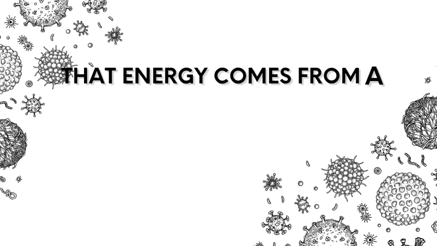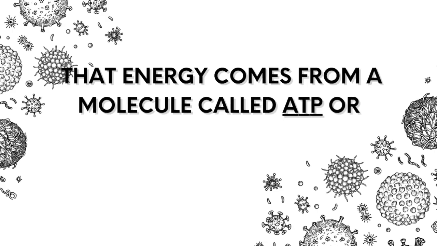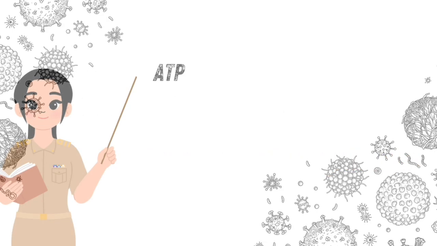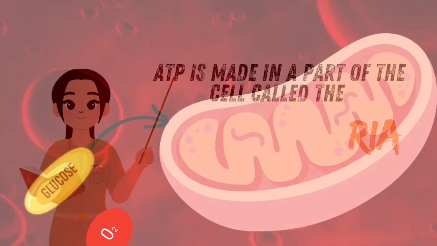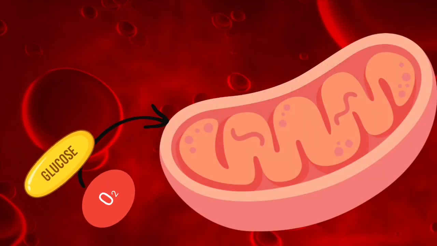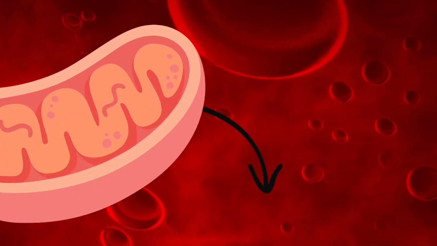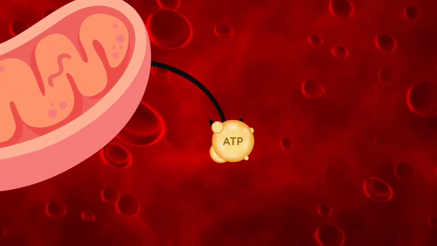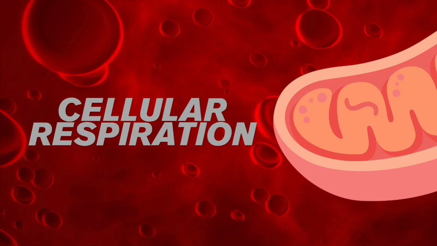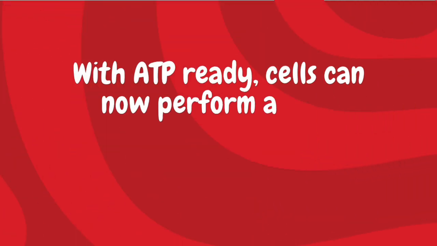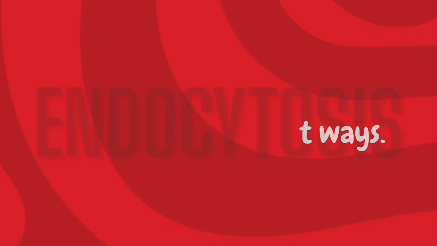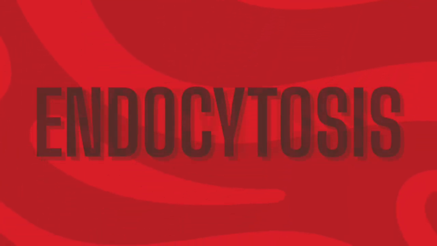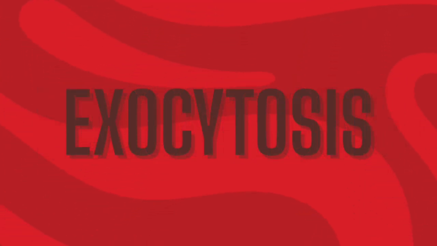That energy comes from a molecule called ATP, or adenosine triphosphate. ATP is made in a part of the cell called the mitochondria. The mitochondria breaks down glucose from the food we eat and turns it into ATP energy through a process called cellular respiration. With ATP ready, cells can now perform active transport in different ways. Let's focus on two major types, endocytosis and exocytosis.